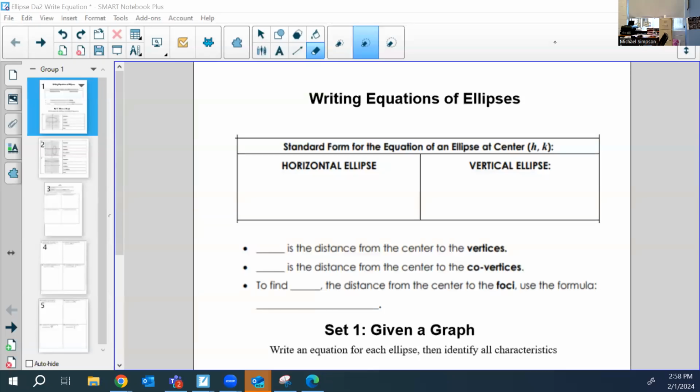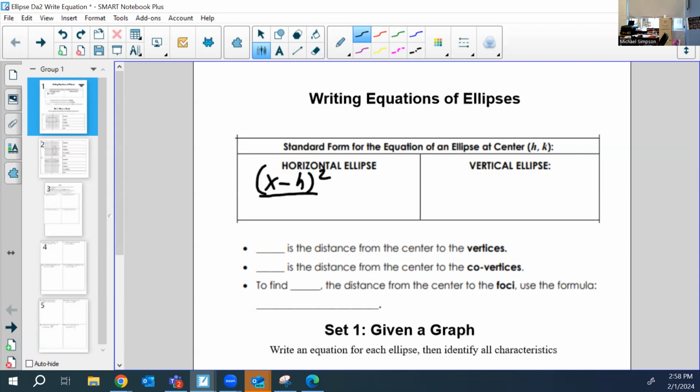All right, guys. Hey, this is day 2 of writing equations of ellipses. As I said before, there are 2 equations, right? For the horizontal, it is (x minus h) squared over a squared plus (y minus k) squared over b squared, and that is equal to 1.